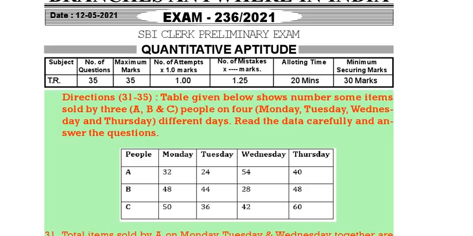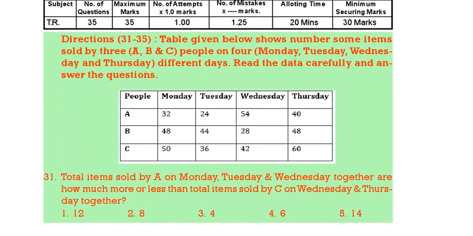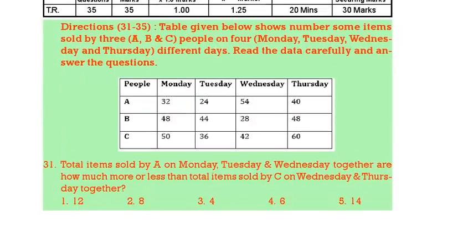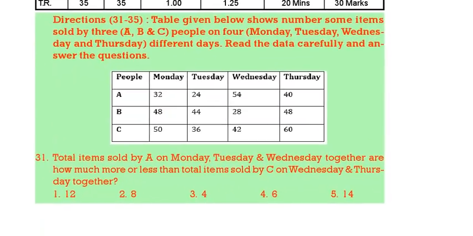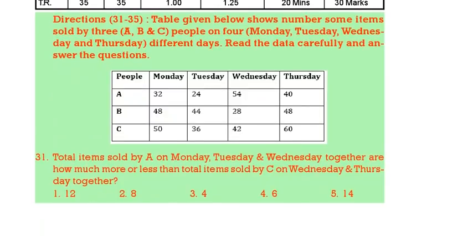Okay, good evening students. Today we will discuss paper number 236, quantitative aptitude. The table given shows the number of some items sold by 3 persons A, B, C on 4 days, that is Monday, Tuesday, Wednesday, Thursday. Read the data carefully, then answer the questions. By seeing the table you can answer the question.